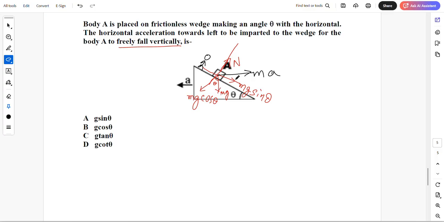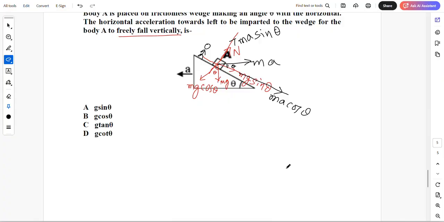If this is theta, this will also be theta. Now, where will your MA cos theta be? MA cos theta will be this side. This is MA, this is theta. MA cos theta, again it will be this side. Where will MA sin theta be? This side. MA sin theta will be this side. Hope you understood, students.